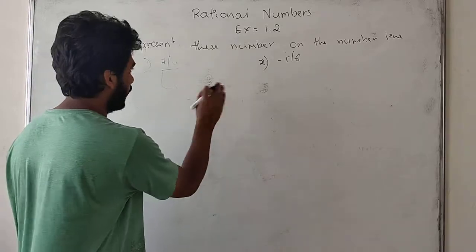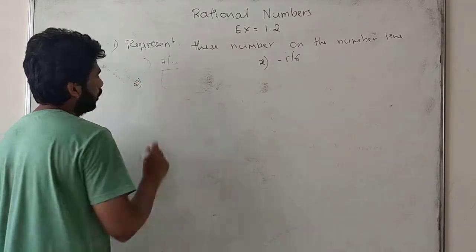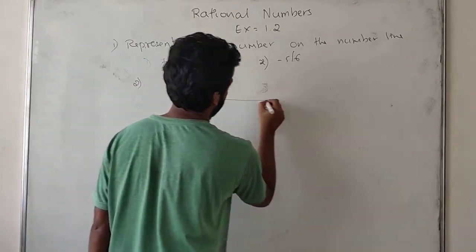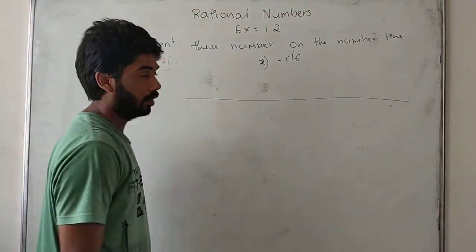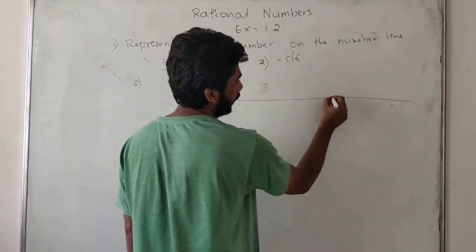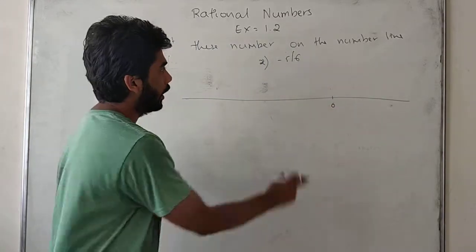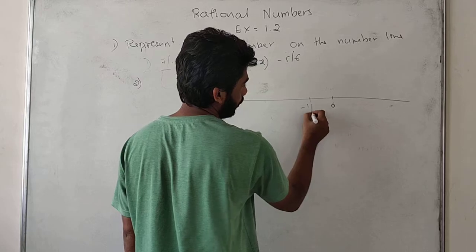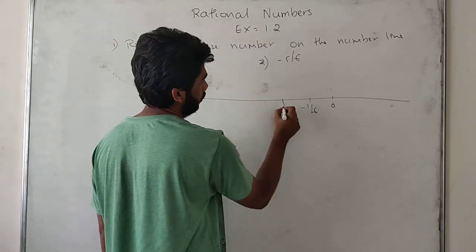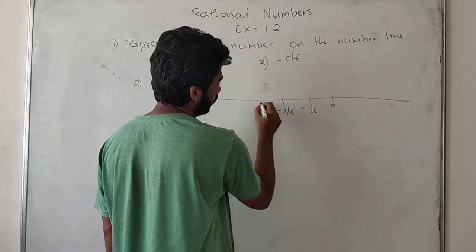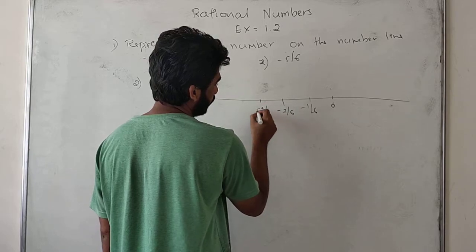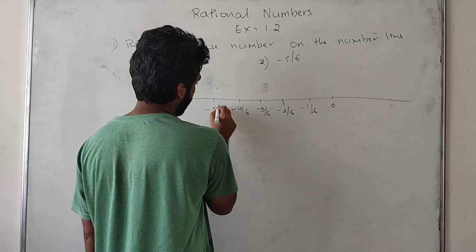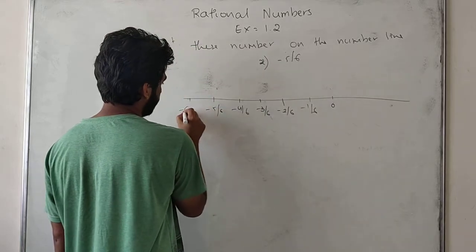So students, now the second one. Represent this number on the number line. First we have to draw a number line. It is a negative sign, so I will take 0 here. So negative 5/6 is there. I will take minus 1/6, minus 2/6, minus 3/6, minus 4/6, minus 5/6, minus 6/6.